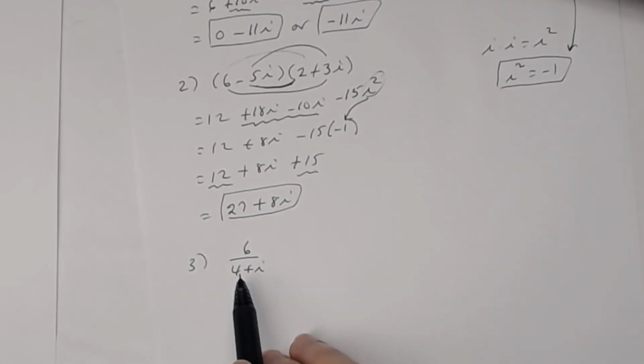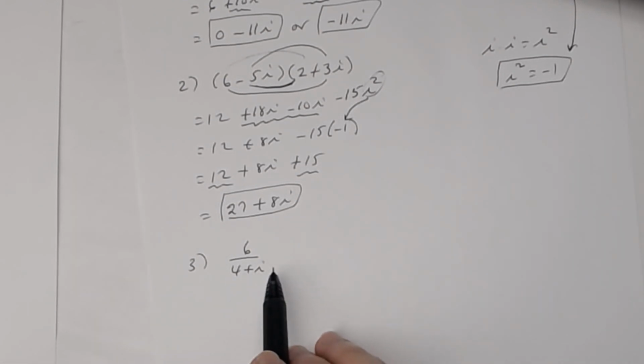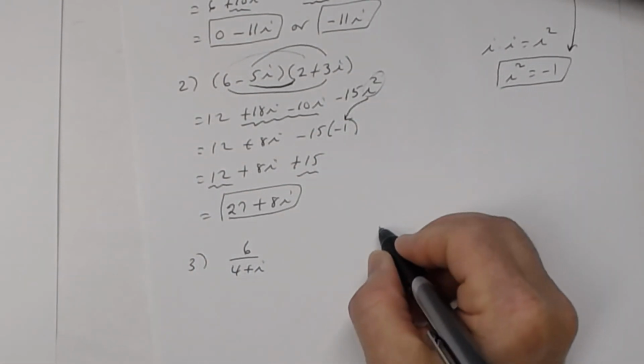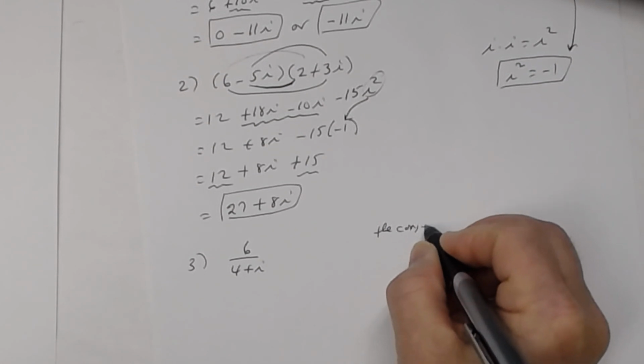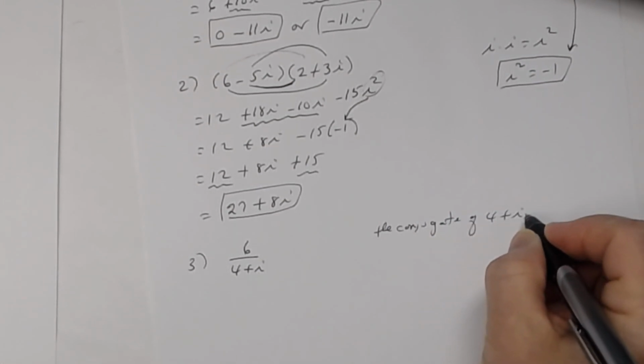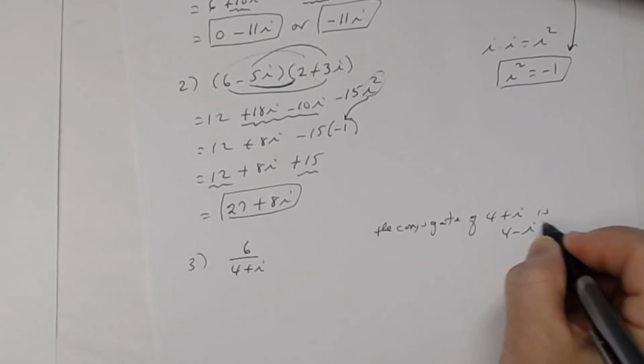So in the lessons, when we talked about something like number 3, we talked about the fact that we need to get rid of this I that's in the denominator. We need to multiply both the numerator and the denominator by the conjugate of this complex number. So remember the conjugate of 4 plus I is 4 minus I.